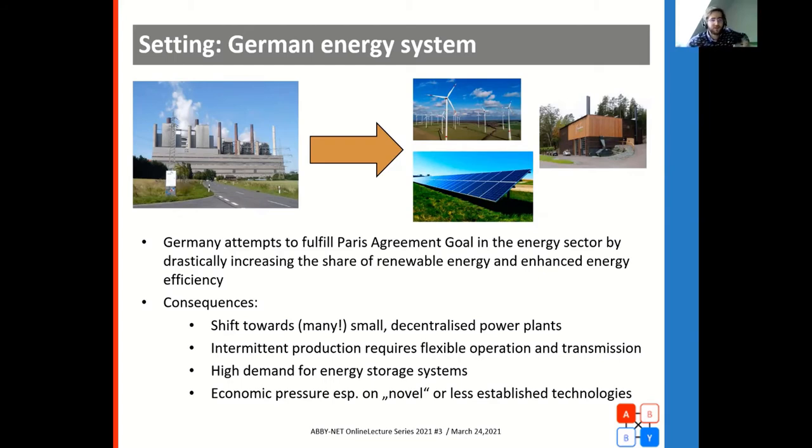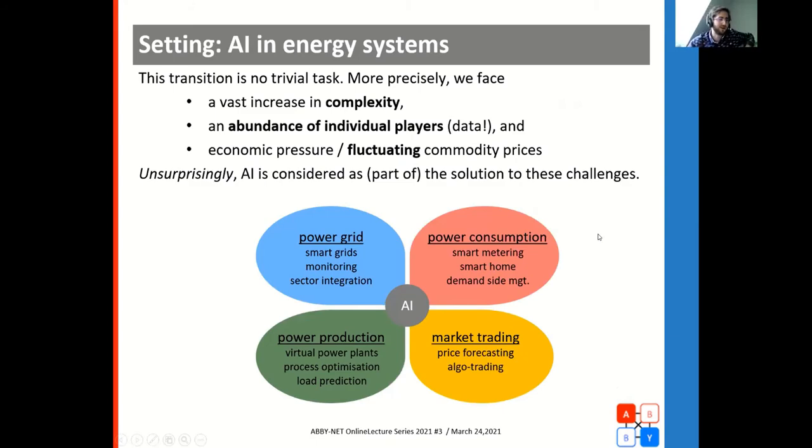So we get a shift that goes hand in hand with the necessity to increase the flexibility of the energy system, like addressing load balance problems, addressing the intermittent energy production of the renewable energy sources, and also implementing energy storage systems or sector coupling options. So in short, there are plenty of things to do and to consider. We have a not very trivial task to do.